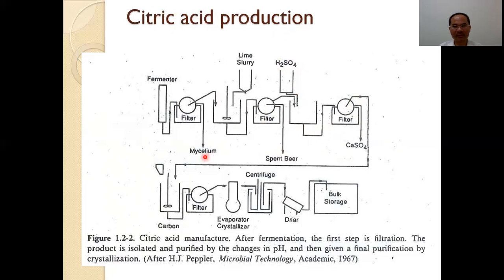Then you send it to carbon to absorb impurities and filter. Then evaporation, centrifuge, and drying, and you get the citric acid in solid form. Drying removes the water or liquid. With evaporation, you evaporate some liquid, you get some solid, and then you centrifuge to separate solid from liquid. This is an example of a bioprocess.